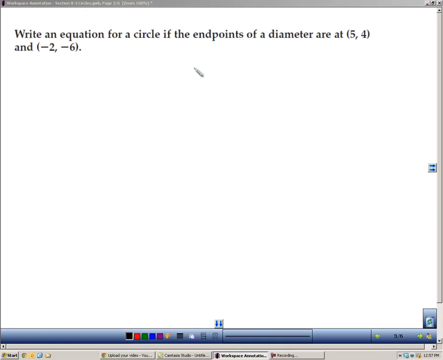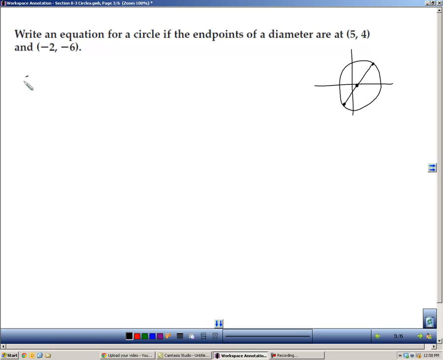Here we're asked to find the equation of a circle, but all we know is that the endpoints of the diameter are at (5, 4) and (-2, -6). If I just do a quick sketch of this, and I imagine that one of the endpoints is there and the other one's down here, what we're saying is we have this circle that goes through these points. That's a really bad circle, but you get the idea. And the diameter is right there. So if we find the midpoint of that diameter, that would give us the center of the circle.